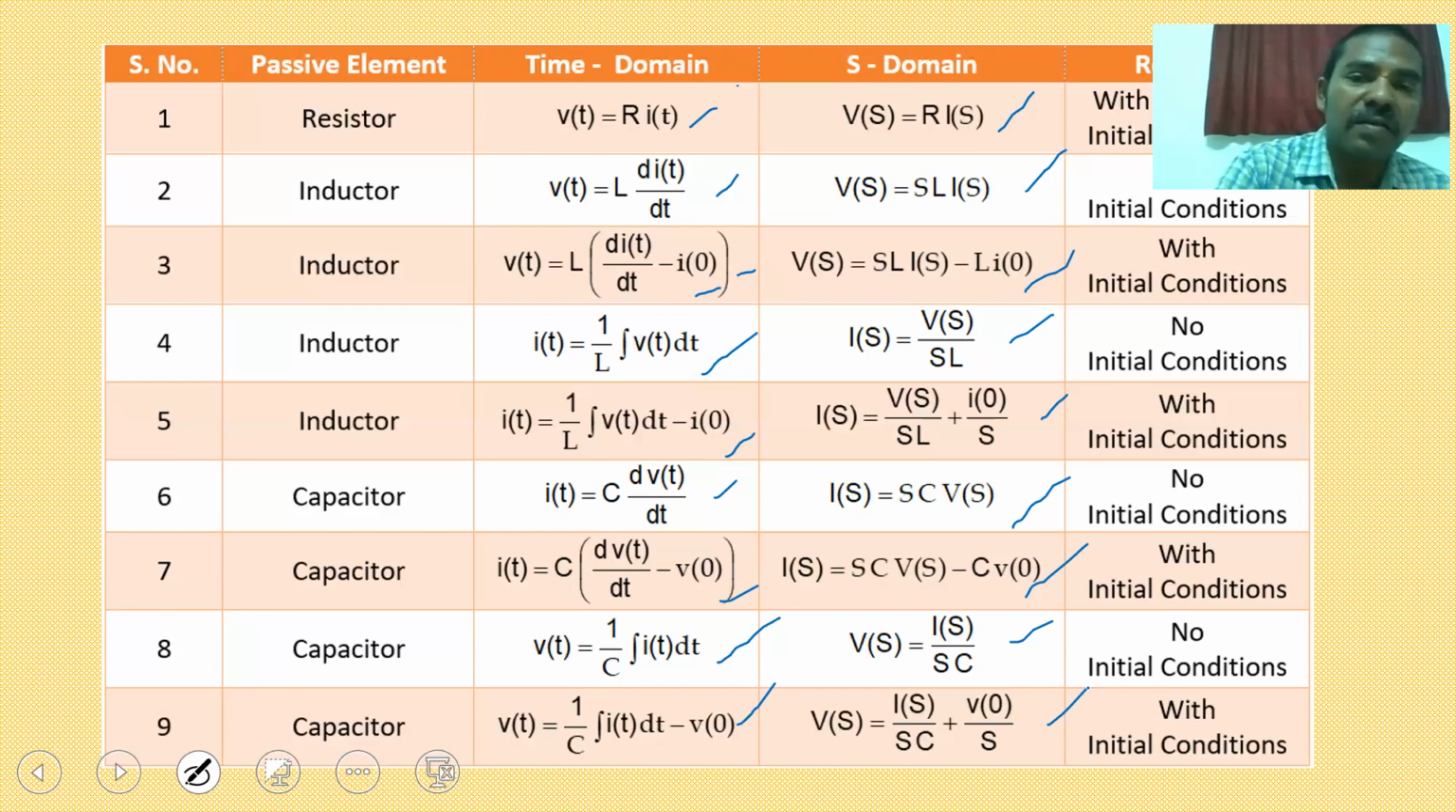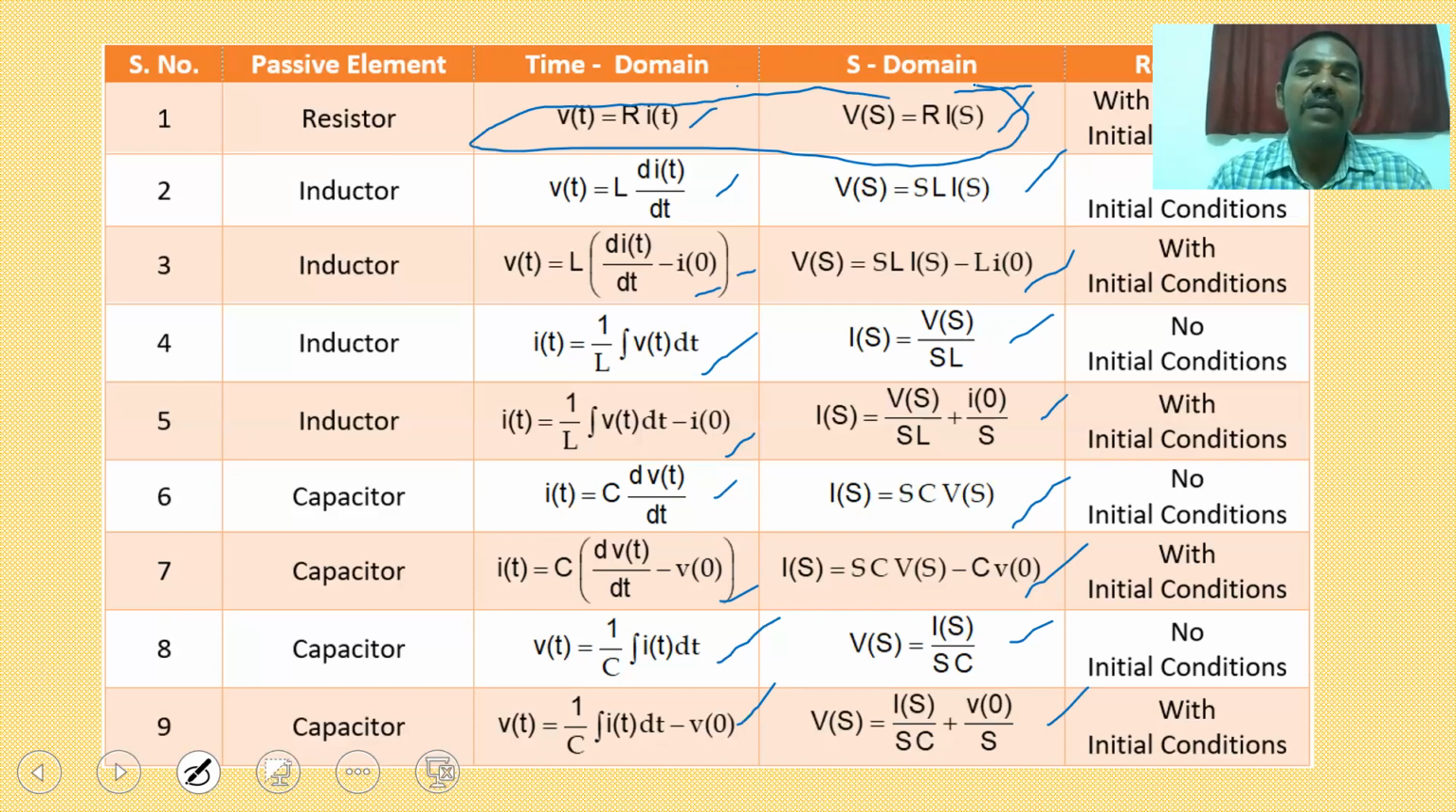Here also, see the resistor: you don't have any changes with and without initial conditions. It remains unchanged, but the inductor and capacitor must change accordingly. Okay.